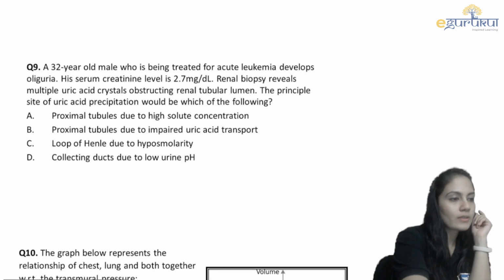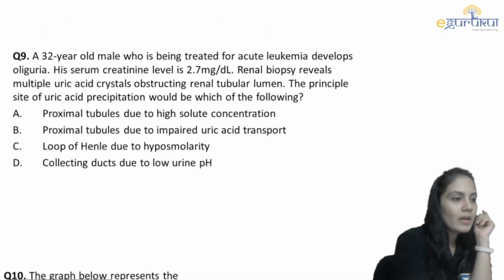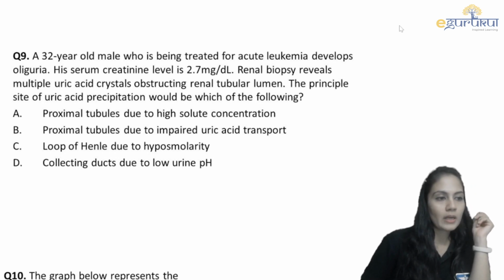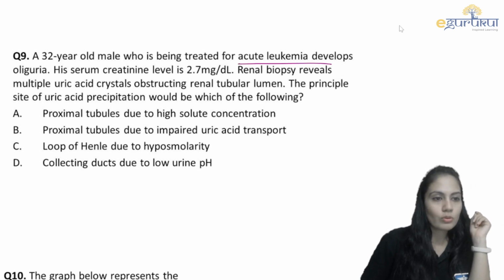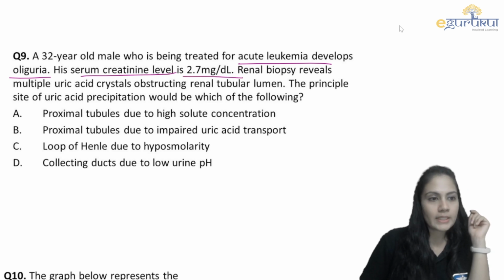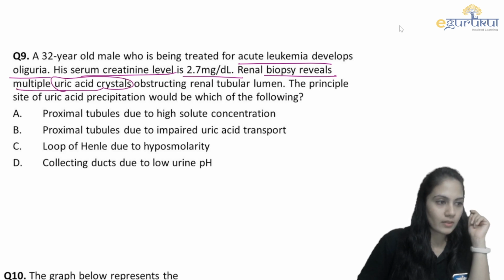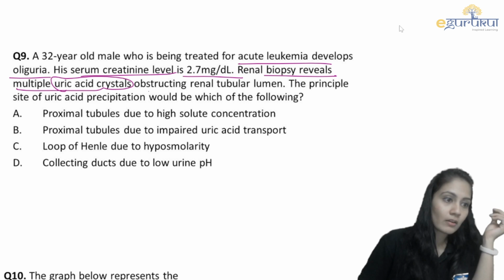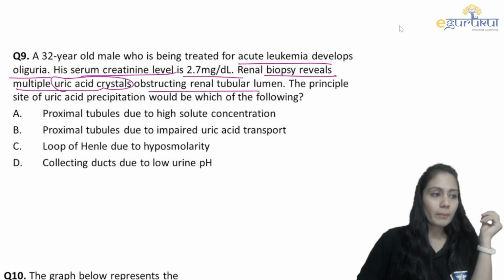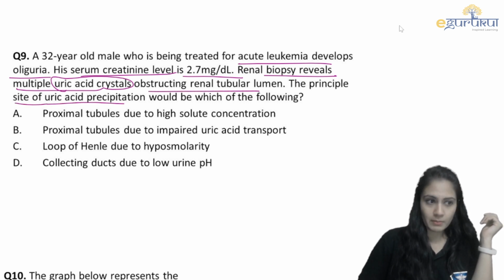Let's move on to the next question. Question number 9. A 32-year-old male who is being treated for acute leukemia develops oliguria. His serum creatinine level is 2.7 milligram per liter. Renal biopsy reveals multiple uric acid crystals obstructing the renal tubular lumen, the principal site of uric acid precipitation.